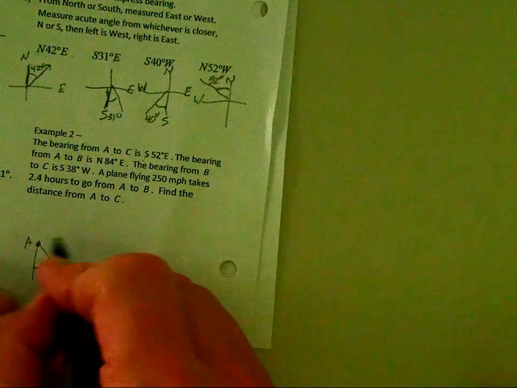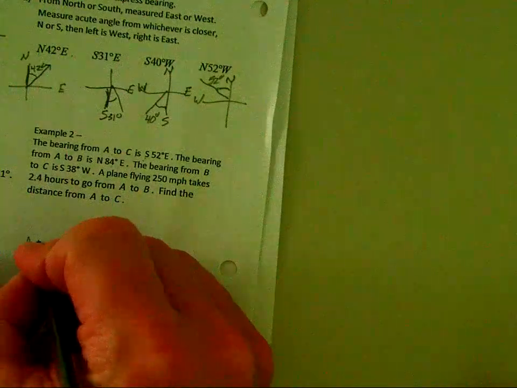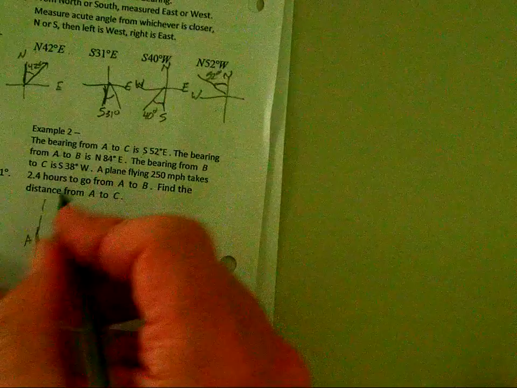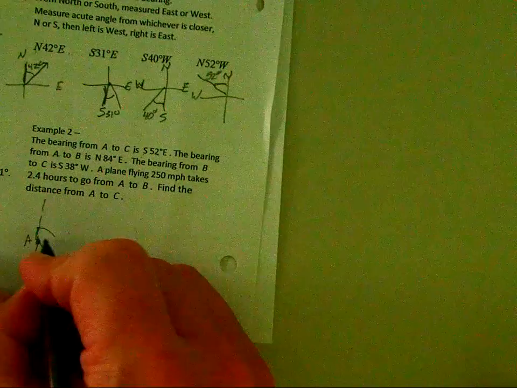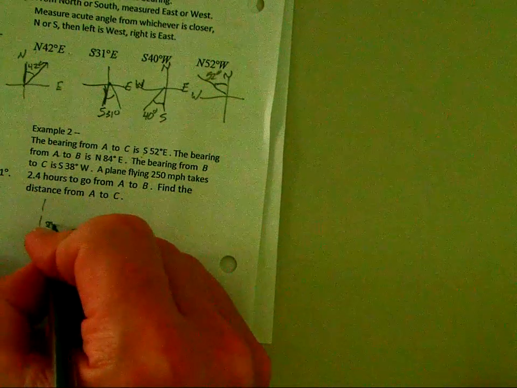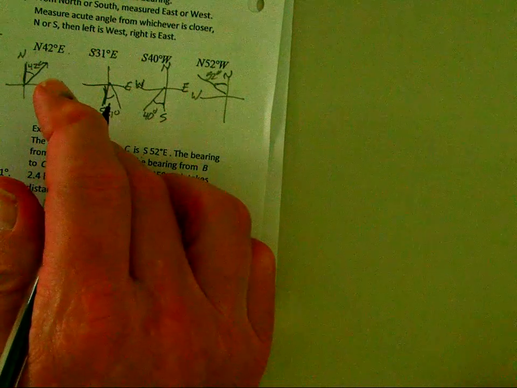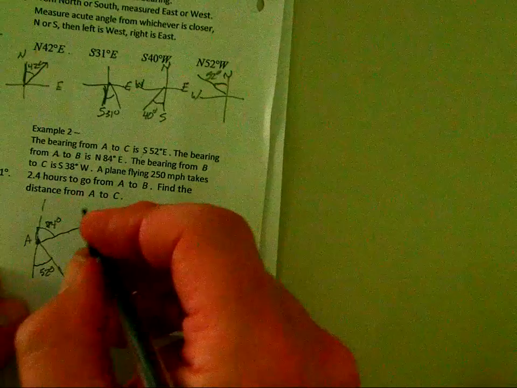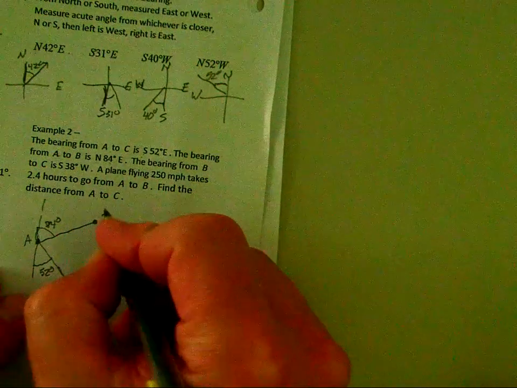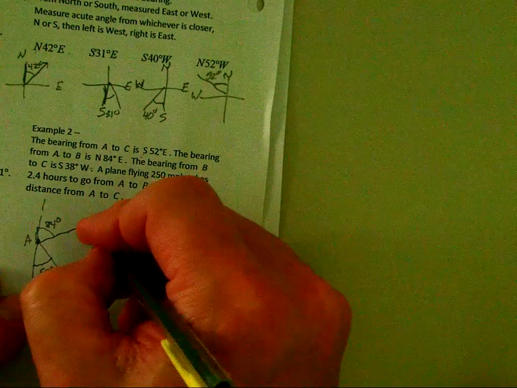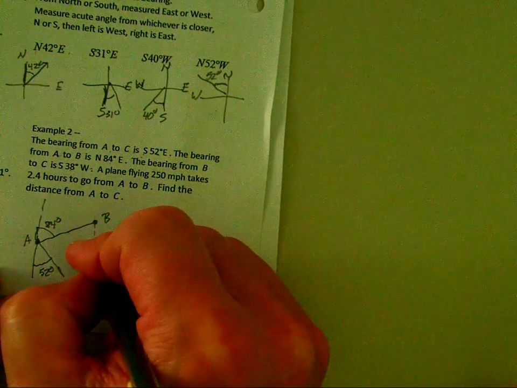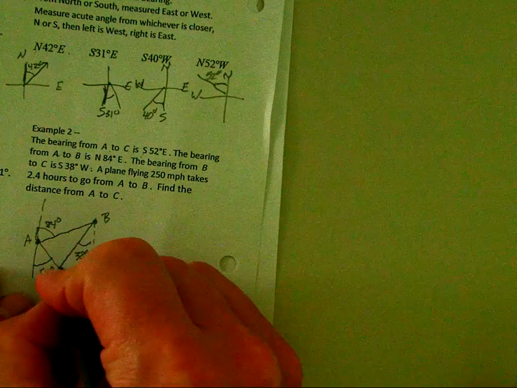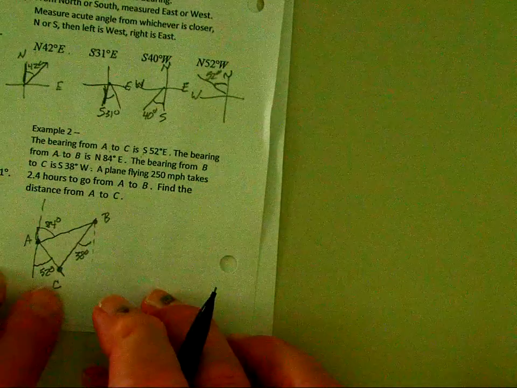It says the bearing from A to B is north 84 east. So we're still starting at A, so this is A to B. Now we're starting from north, and we're going 84 degrees east. East is still to the right, so somewhere over here. The bearing from B to C, so here's B out here, is south 38 west. So from B we go south, west is to the left, so left 38 degrees. Where these intersect, that's point C right there.